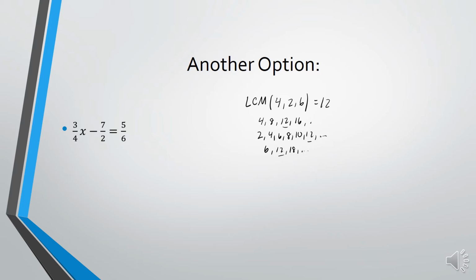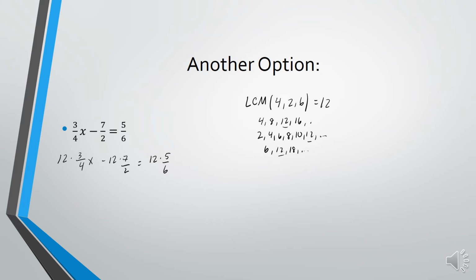What I'm going to do is take that 12 and multiply everything in my problem by 12. So I'll multiply my 3/4 x by 12. I'll multiply the 7 halves by 12. And I'll multiply this 5/6 by 12. And we're allowed to do this. All we're doing is multiplying the equation, but as long as you do it to every piece of the equation, it's fine.